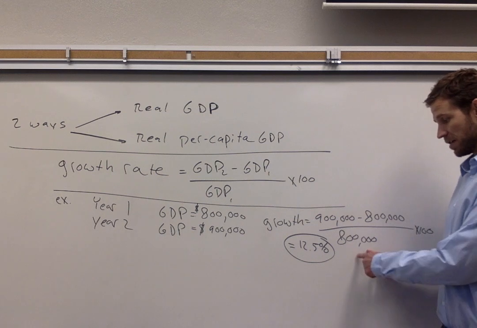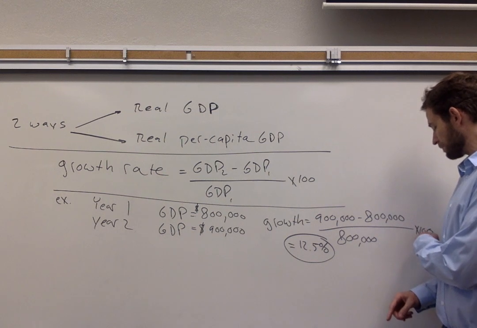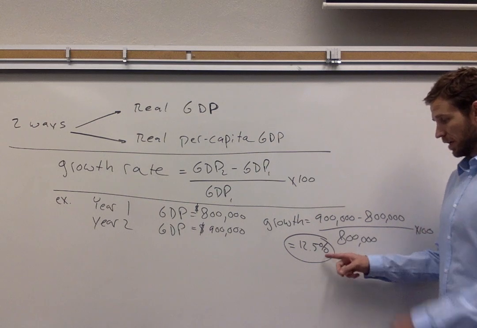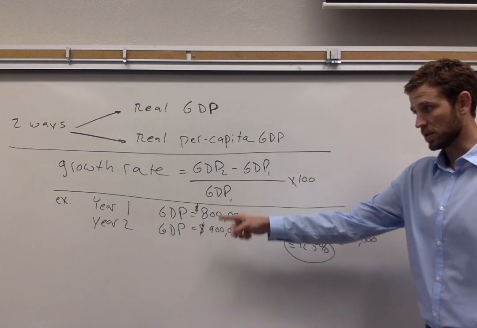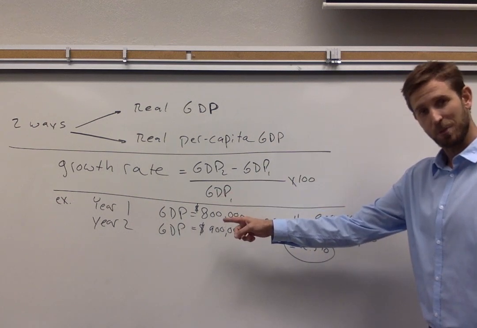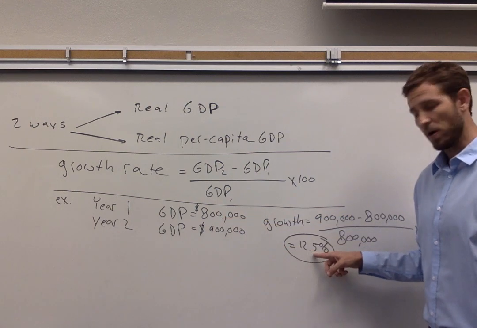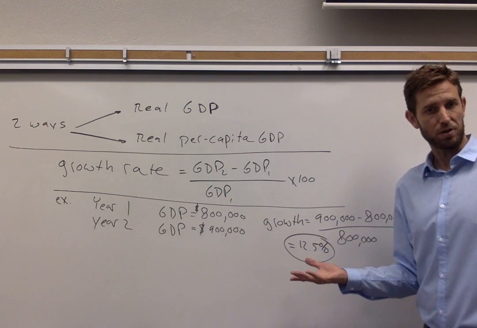divide it by whatever you started with. GDP in the first year was 800,000. And then lastly, multiply this by 100. Right? So you would say that from year 1 to 2, this economy experienced a growth rate of 12.5%. So not much to that.